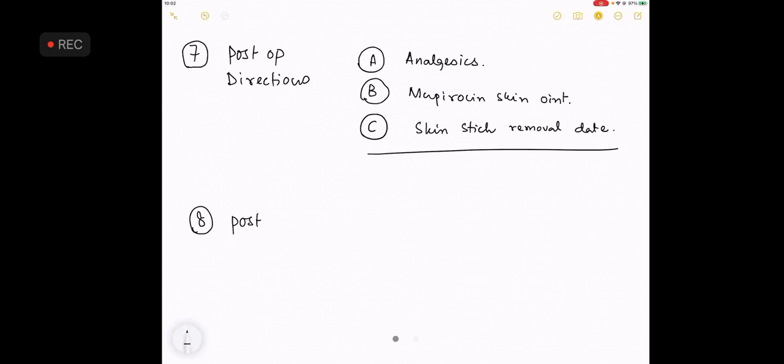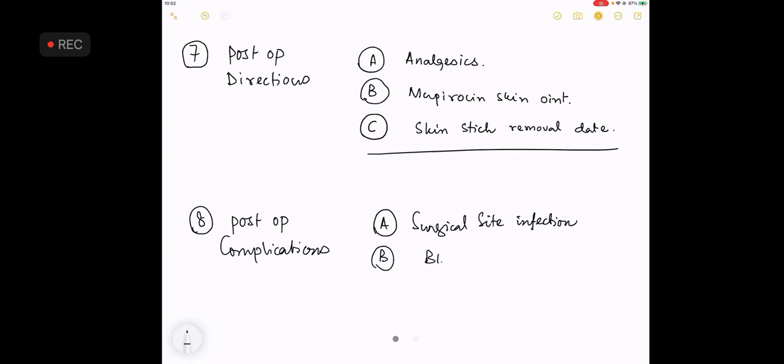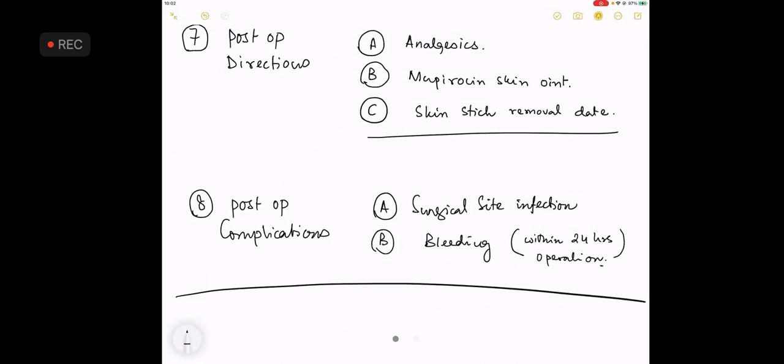Post-op complications. Number one, surgical site infection. Number two, bleeding, which can usually occur within 24 hours of the operation. These are usually the complications, and this completes the first of your operatives.